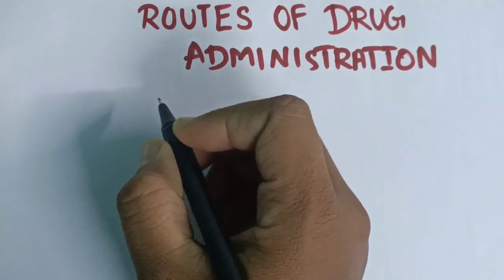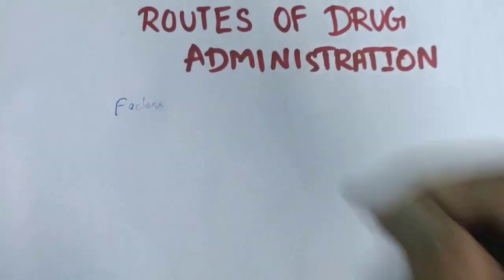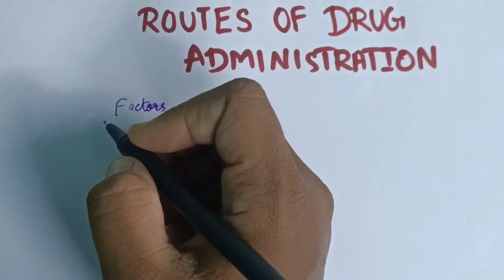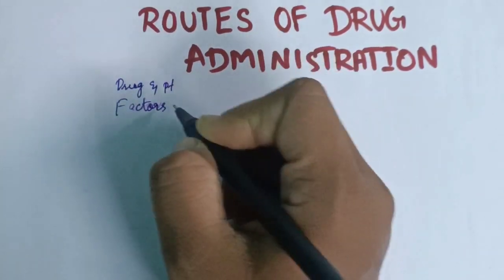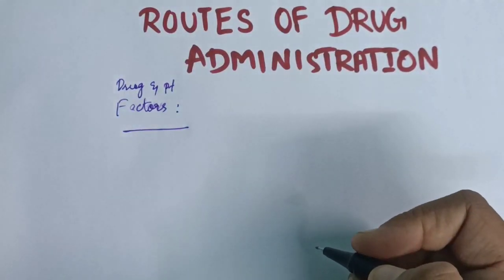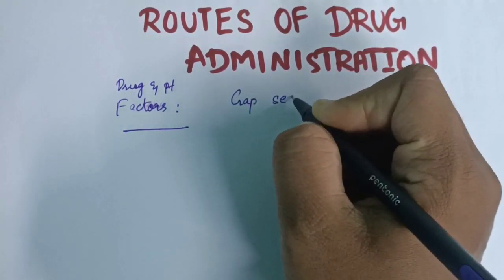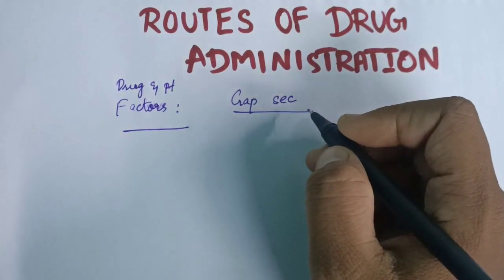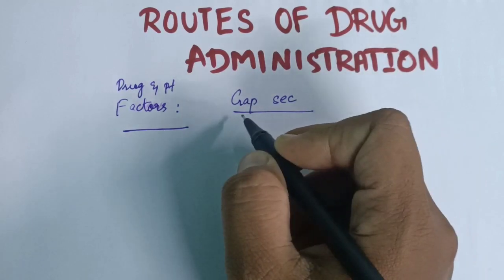First, you should know the factors that influence the route of drug administration. It completely depends upon two things, that is drug and patient related factors. To remember this, you need to know one mnemonic, that is GAP SEC. Or SEC GAP, or GAP SEC, remember like that. I am going to write from the last letter, or you can write it from the first letter too.